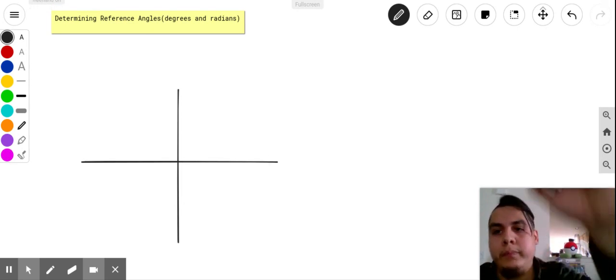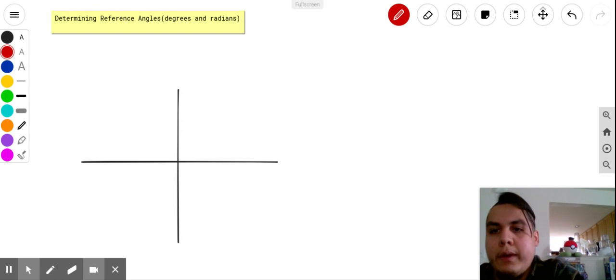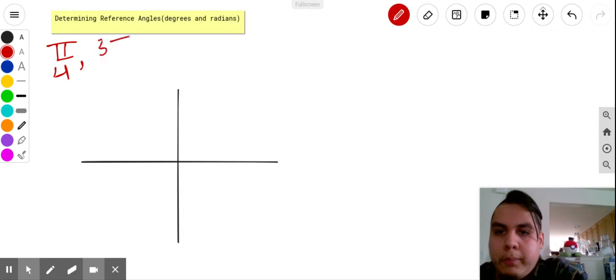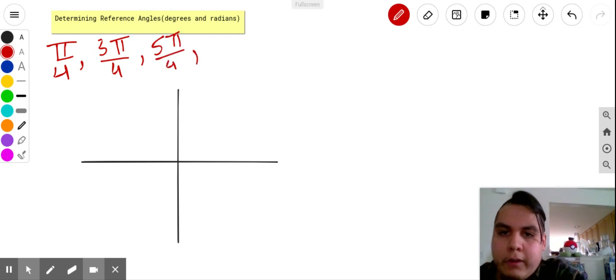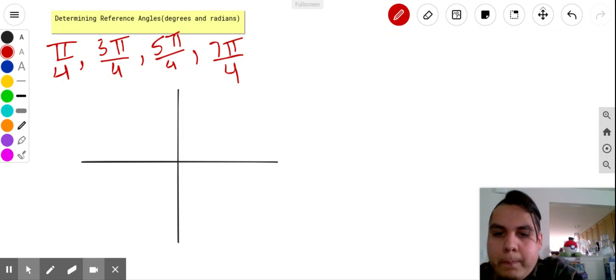So, if I'm talking about pi over 4, well, it could also be 3 pi over 4. It could be 5 pi over 4. It could be 7 pi over 4, right?